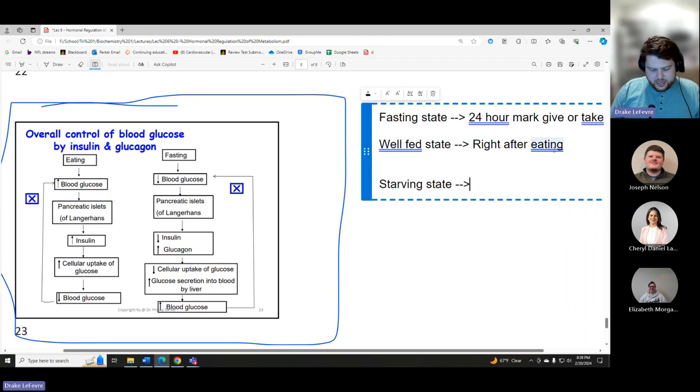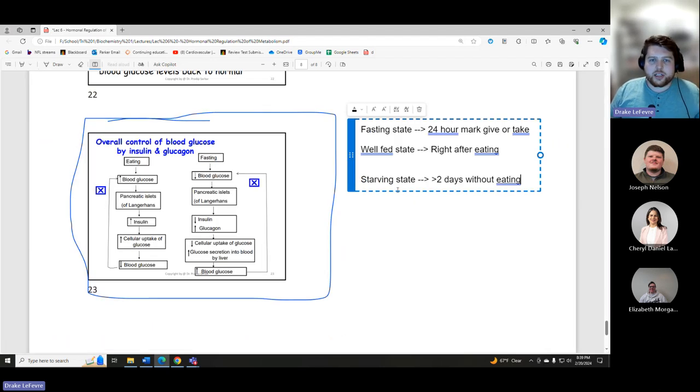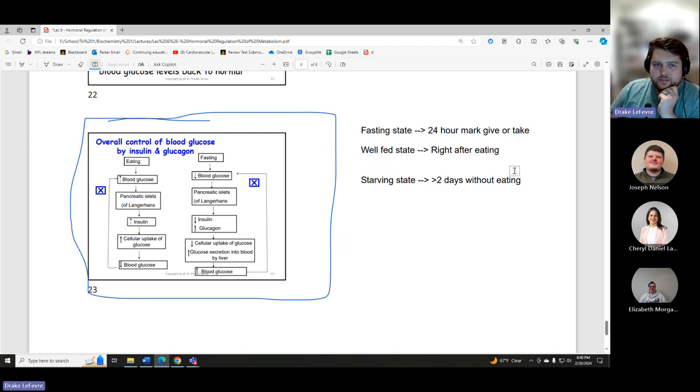And then starving state is greater than 2 days without eating. This will come back, especially if not in this class, it'll come back in biochem 2 when you talk a lot about ketones and ketosis and all that sort of good stuff, talking about those metabolites.